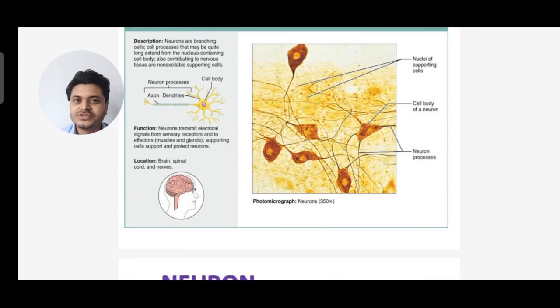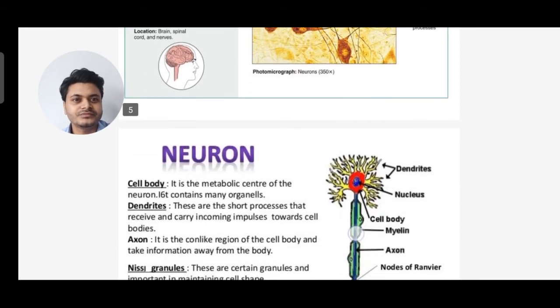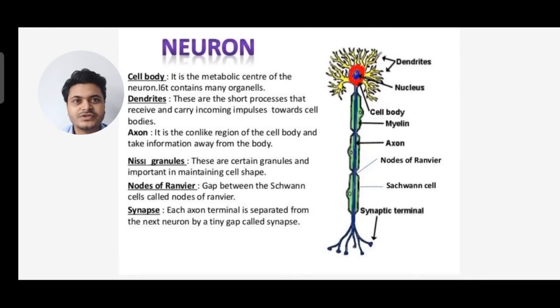A neuron has an axon, that is the terminal tail part, and a cell body. The cell body contains dendrites and dendron. Here you can see the detailed structure of neurons. The functions of cell body, dendrite, axon, Nissl granules, node of Ranvier, and synapse are given. A cell body has dendrites, dendron, nucleus. An axon has myelin sheath, node of Ranvier, Schwann cells.